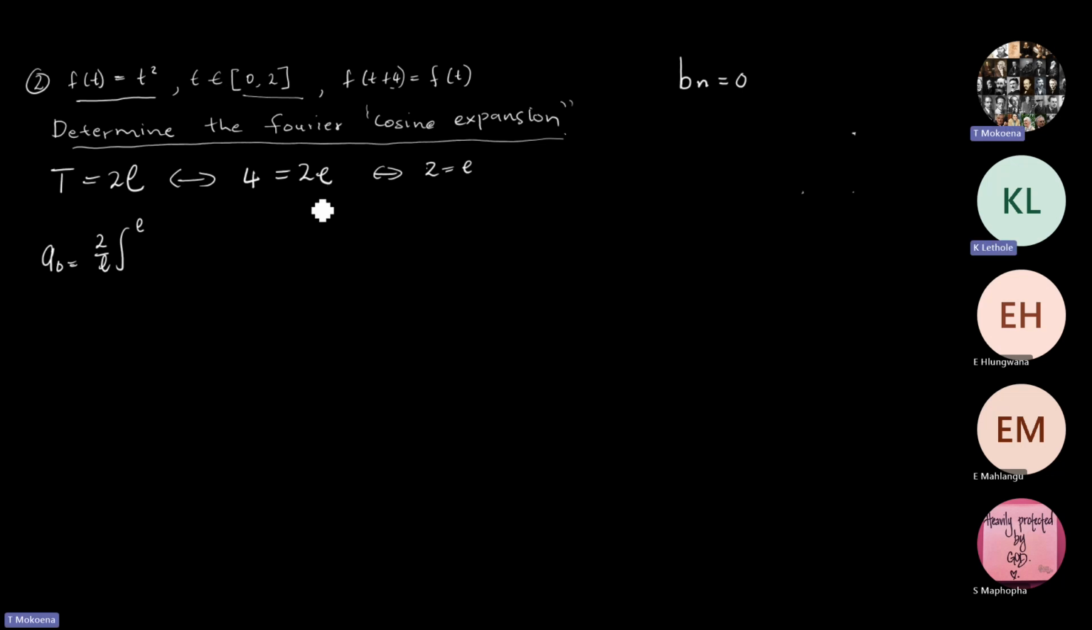Why do we have 2 over L? Because this graph over here, which is f at t, we say it is half range, right? So it must be either even or odd. If the function is even or odd, therefore it's a half-range function. But if it is neither, therefore it is not a half-range function.